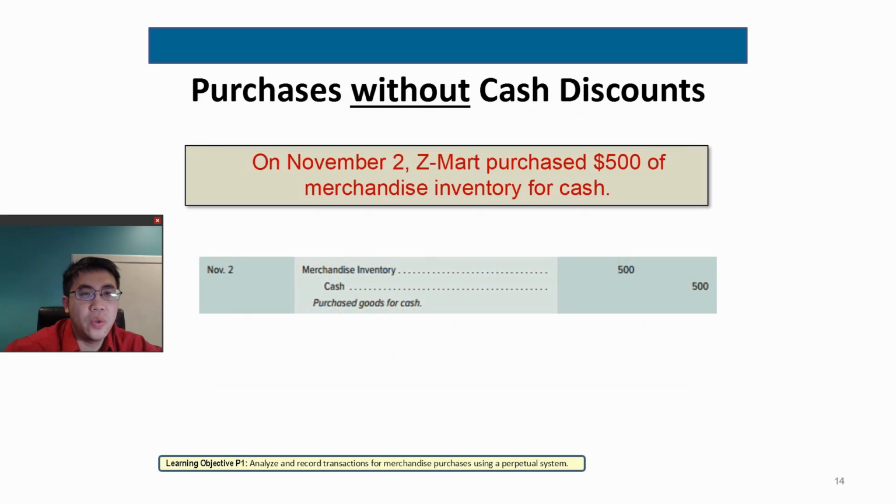So let's see, if we do a purchase without a cash discount. The cash discount means if a buyer pays in cash, that buyer would get a discount. So the buyer would pay less. The reason is that cash is a more preferred payment than credit.